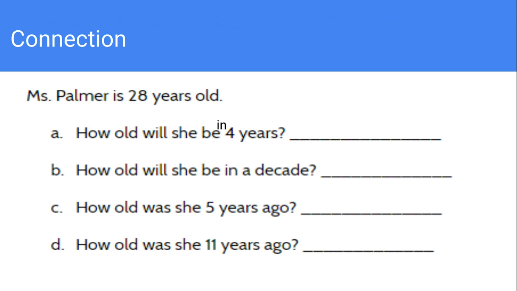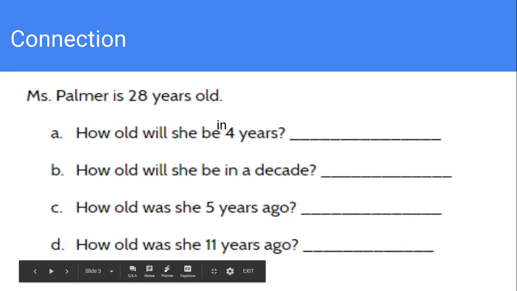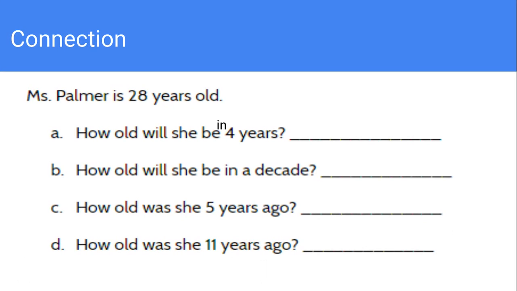today's connection. So we've talked about expressions. Now let's talk about Miss Palmer and her age. Let's say Miss Palmer is 28 years old. I want you guys to write an expression. How old will Miss Palmer be in 4 years? How old will she be in a decade? How old was she 5 years ago? And how old was she 11 years ago?